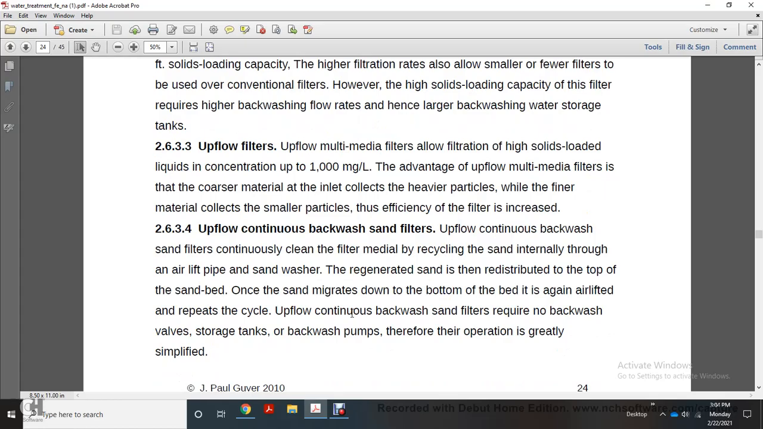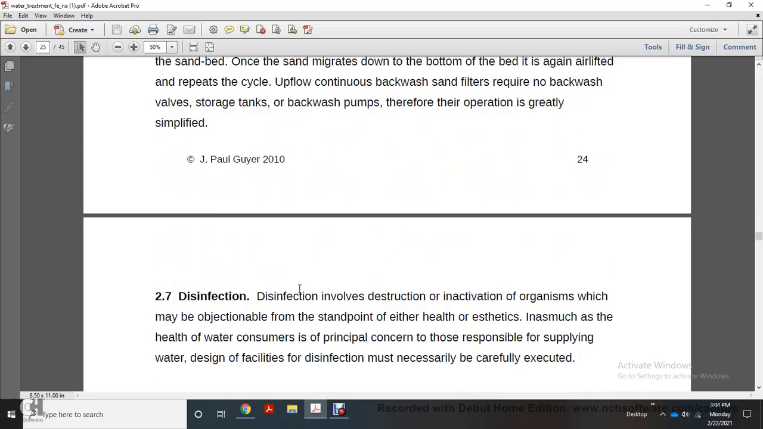Alright, upflow continuous backwash sand filters. Upflow continuous backwash sand filters continuously clean the filter media by recycling sand internally through an air lift pipe and sand wash. Regenerated sand is redistributed to the top of the sand bed. Once the sand migrates down to the bottom of the bed, it is again air lifted and represented, repeating the cycle. Upflow continuous backwash sand filters require no backwash valve, storage tanks, backwash pumps, therefore its operation is greatly simplified.